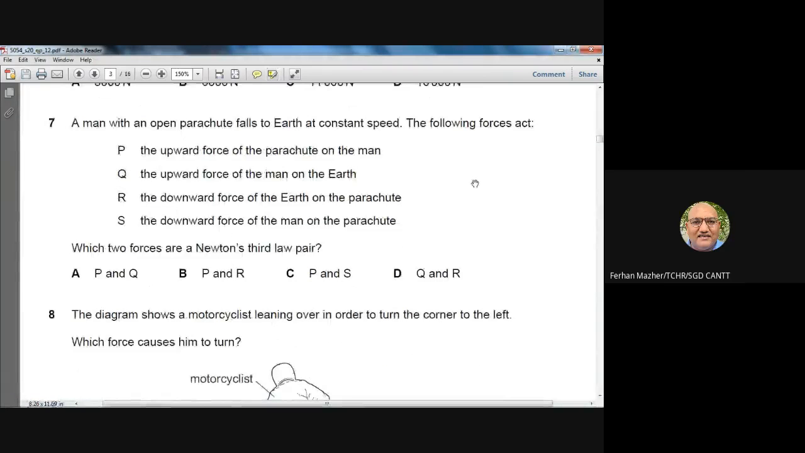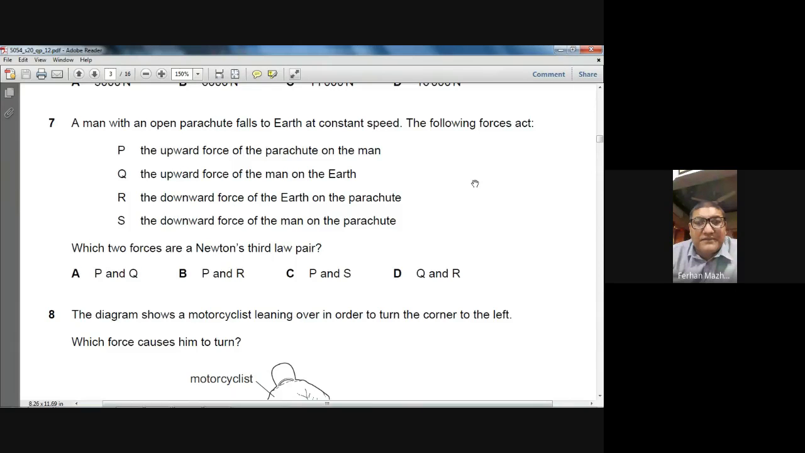Question number 7 is on your screen. A man with an open parachute falls to earth at constant speed. The following forces act: the upward force of the parachute on the man, the upward force of the man on the earth, the downward force of the earth on the parachute, the downward force of the man on the parachute. Which two forces are a Newton's third law pair?